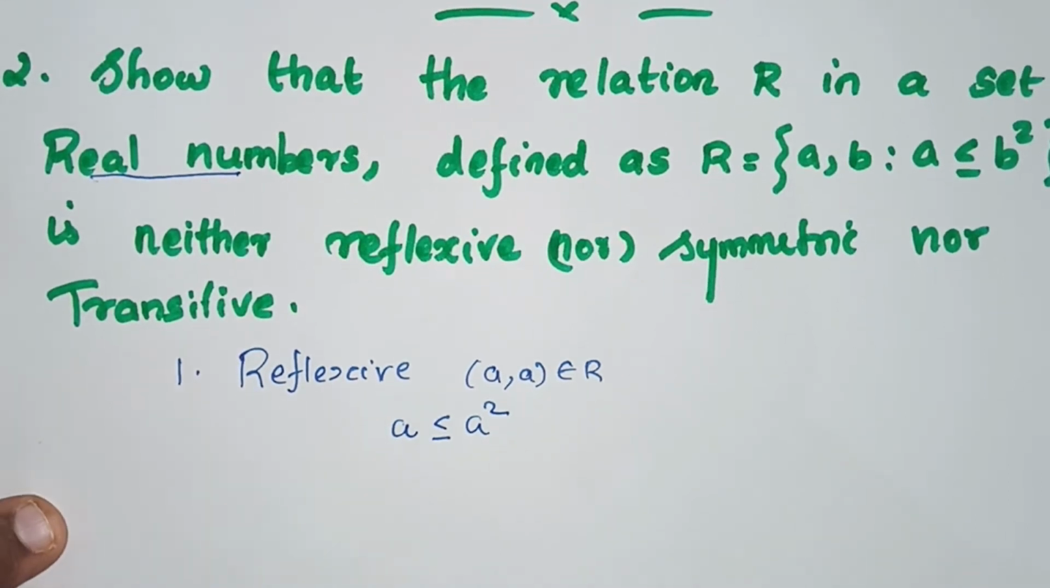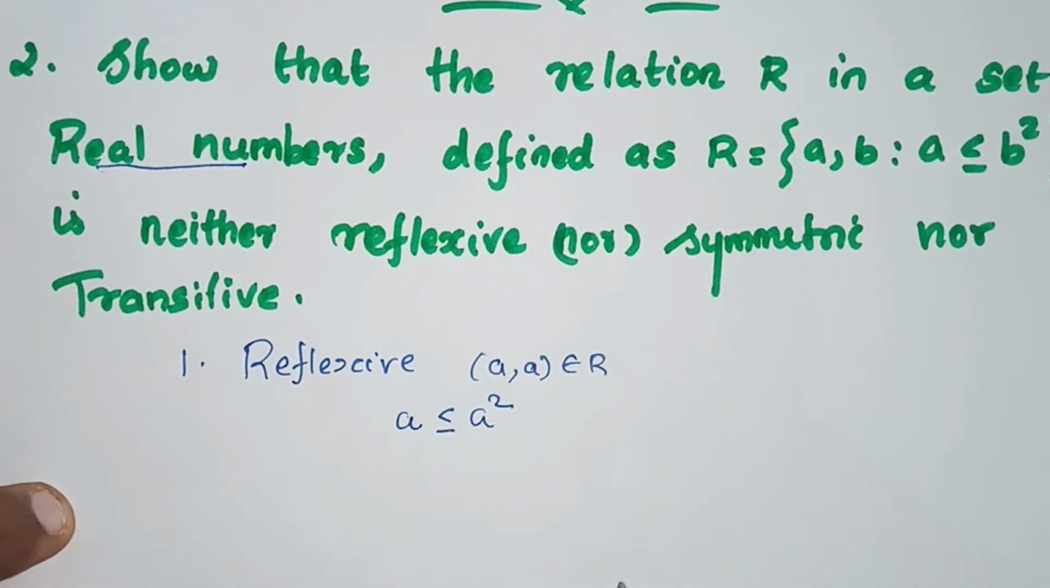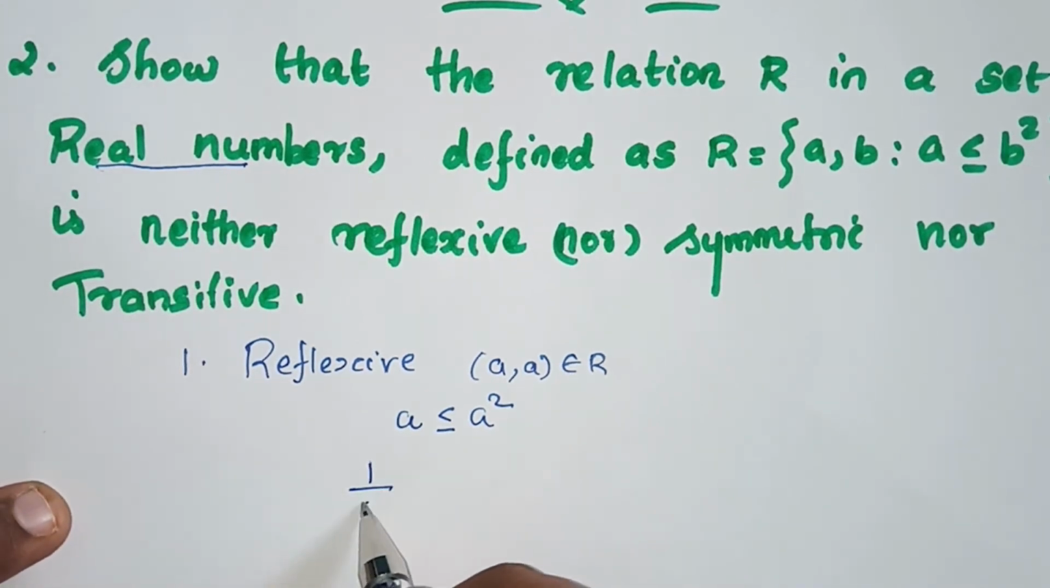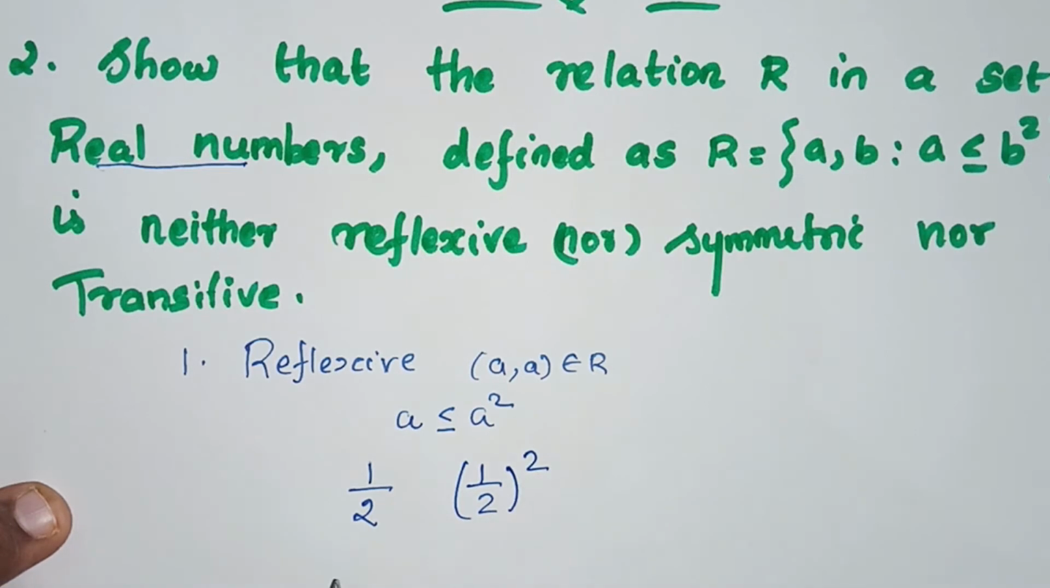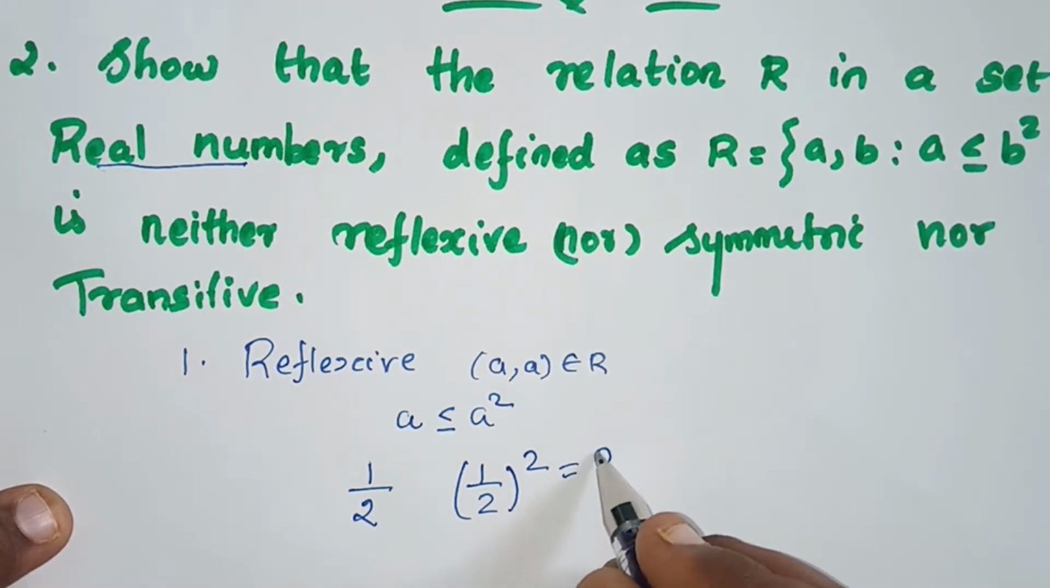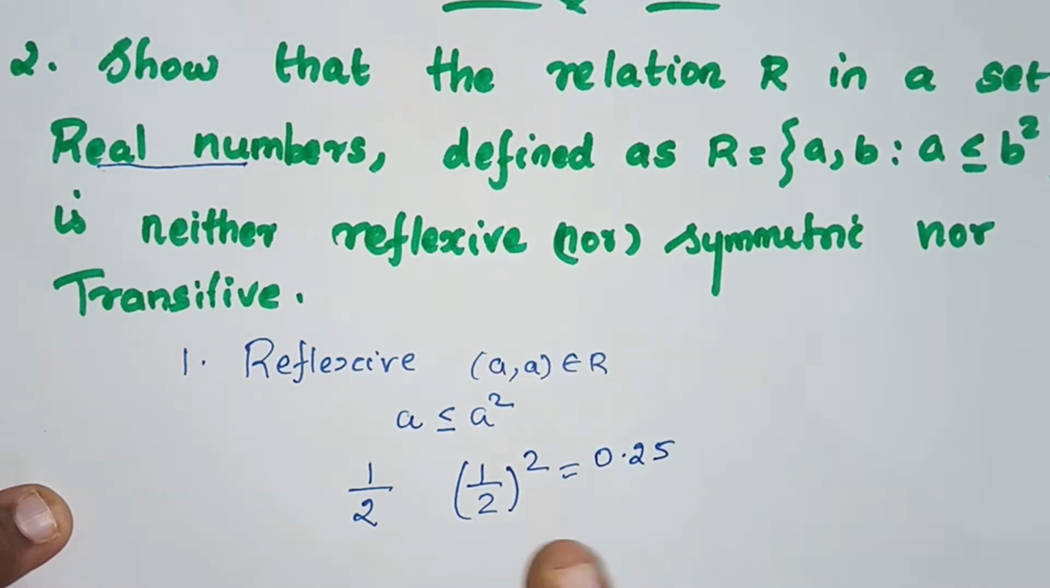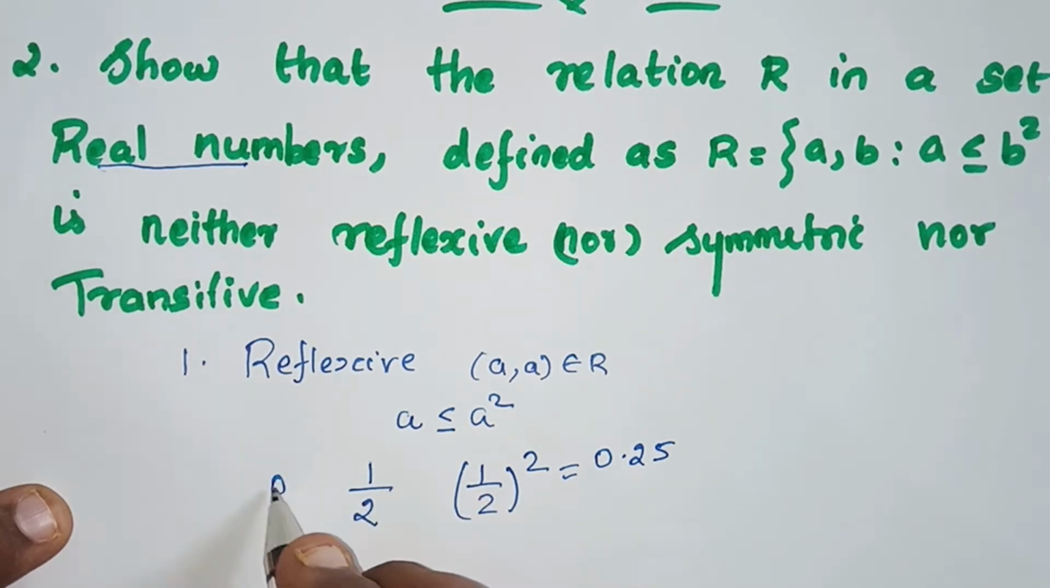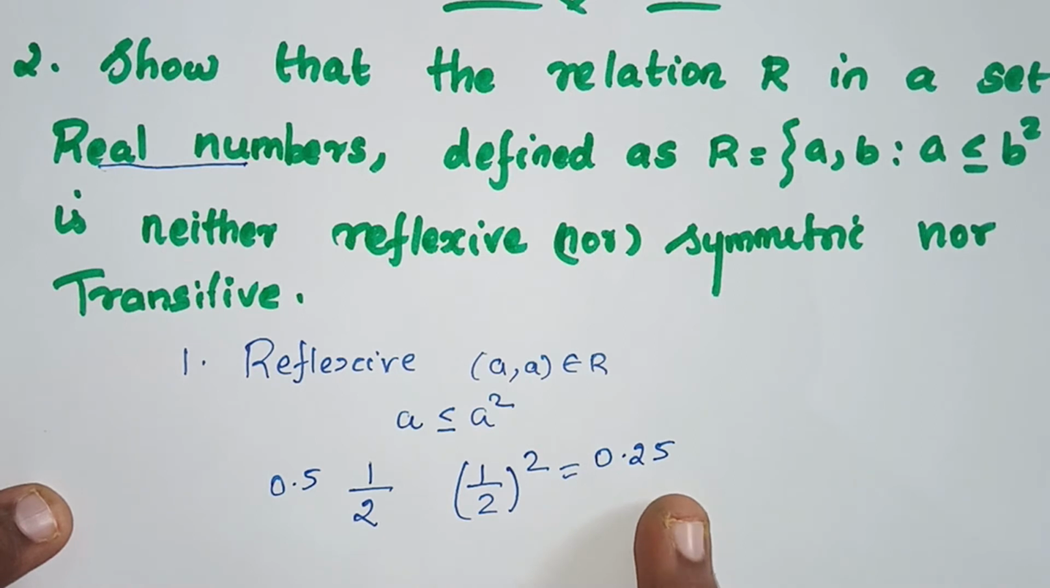If a ≤ a², this relation is reflexive. So we will take one example. It is real numbers, so I can take a rational number also. I am taking 1/2, so a is 1/2. a² means (1/2) the whole square. 1/2 means 0.5, and (1/2)² is equal to 0.25. So this 0.5 is not less than 0.25. 0.5 is greater than 0.25.